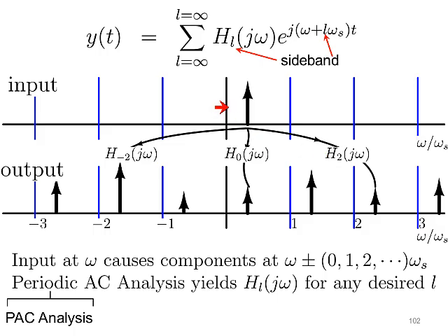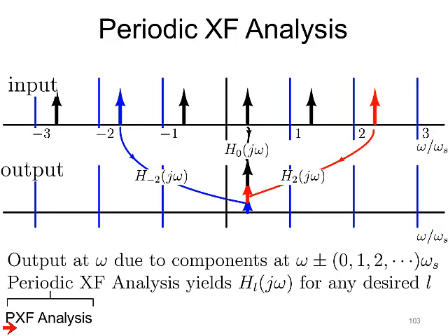The gains from the input frequency to the output frequencies are the outputs of what is called the periodic AC analysis, which is a common RF analysis tool. This number L is called the sideband, and that corresponds to the number of multiples of omega s that you need to add.